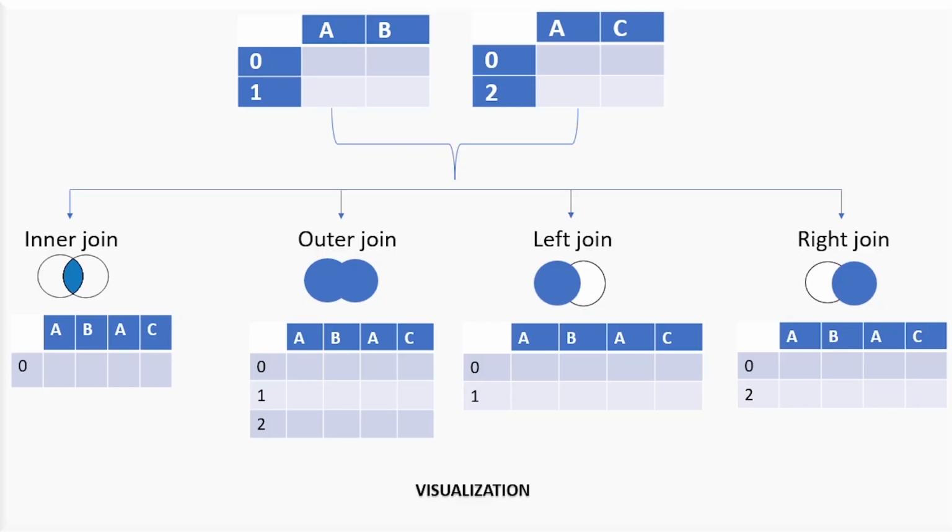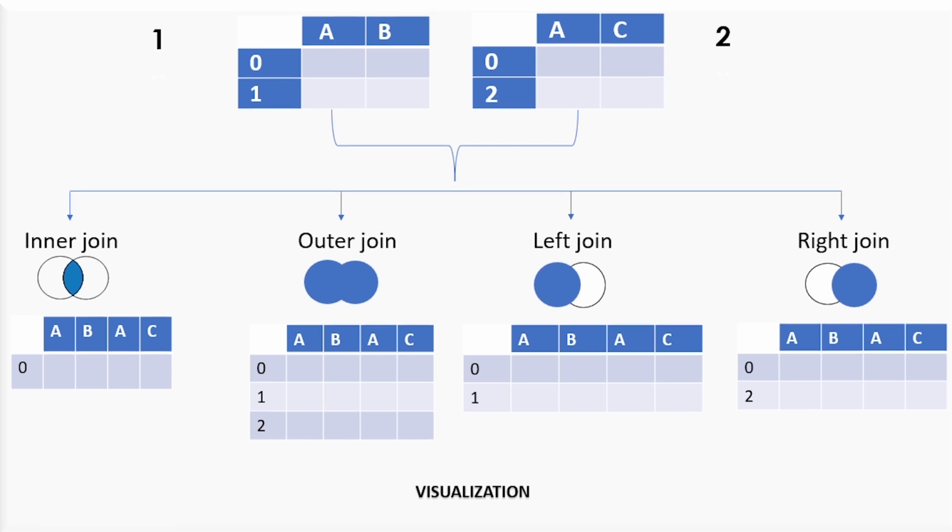Here you understand it better. Here we have the table 1 and the table 2. In table 1 we have the columns A and B, and for the rows 0 and 1. And in table 2 we have the columns A and C, and for the rows 0 and 2. Now what is common between table 1 columns and table 2 columns is A. So A will be used to combine both tables together.